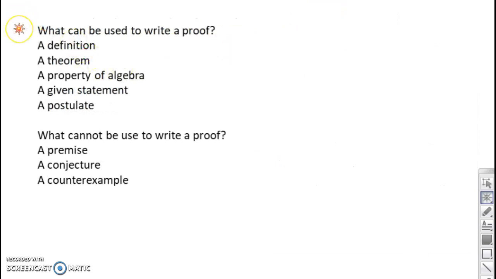All right. So what can be used to write a proof? We can use definitions, theorems, properties, statements, anything that's given, a given statement, or a postulate. All right, what cannot be used that's been in this unit? You can't use a premise or a conjecture or a counterexample. Those are not what we use in proofs. We use our definitions, theorems, properties, and postulates. And then, of course, anything that's given.